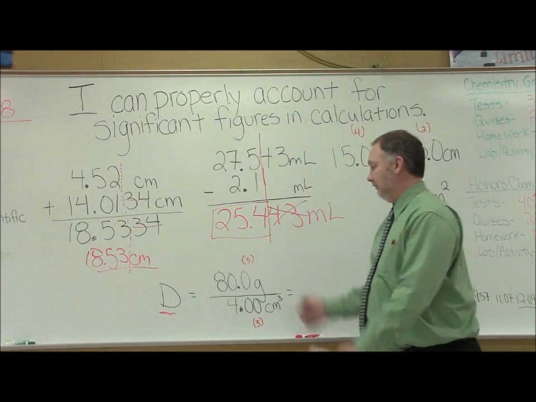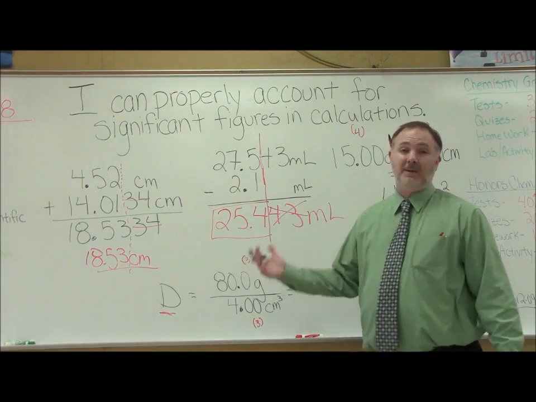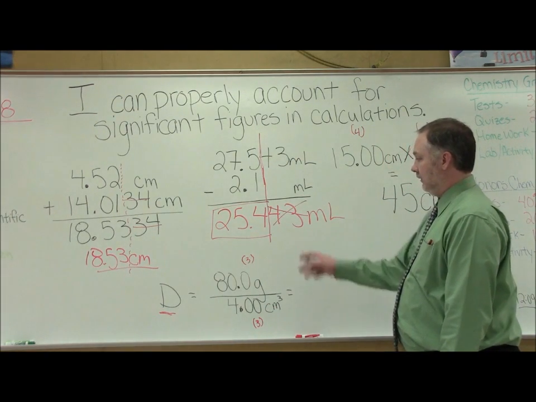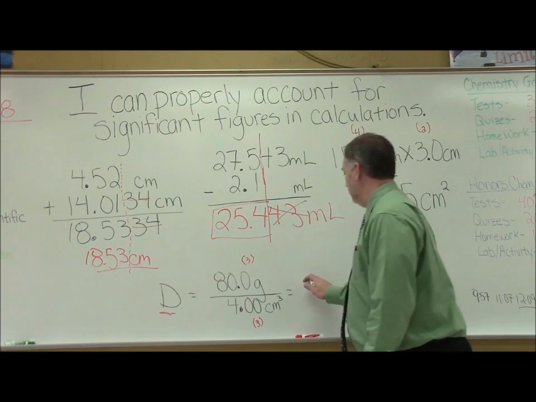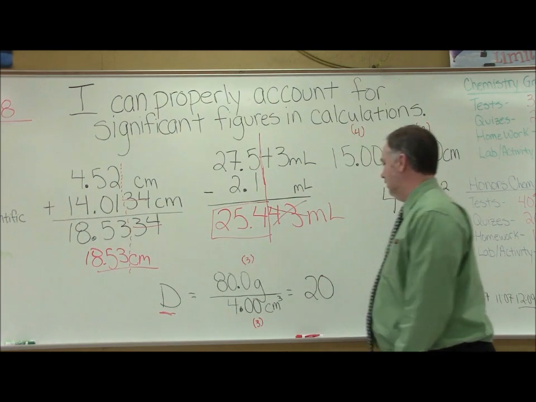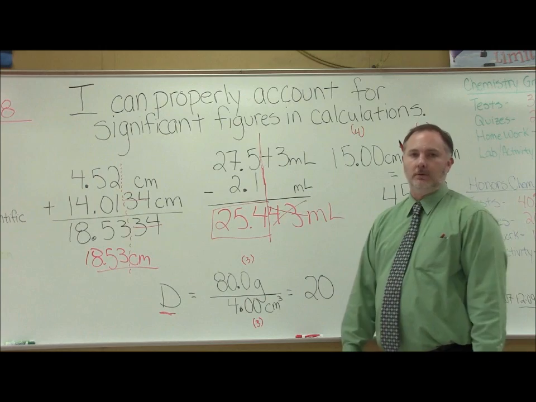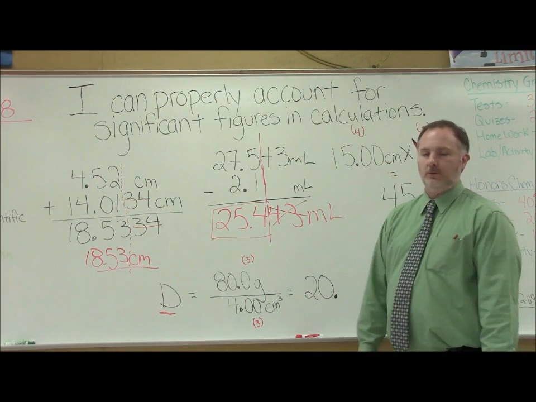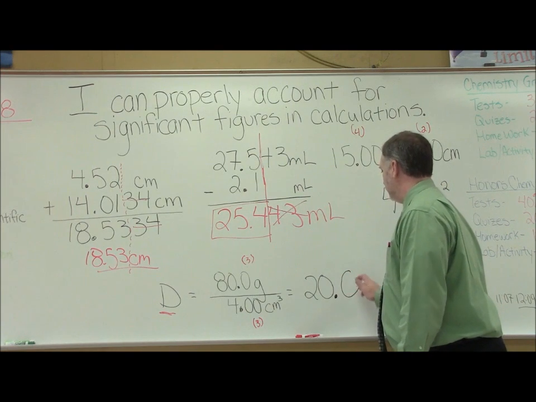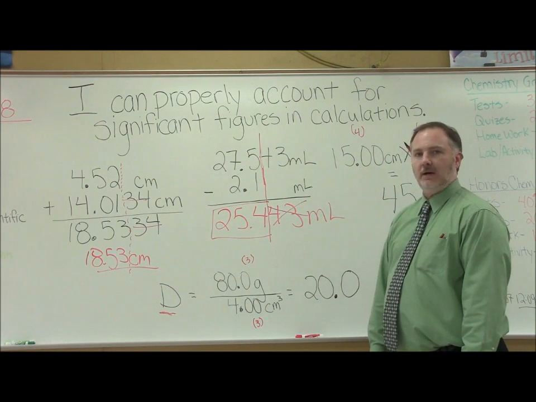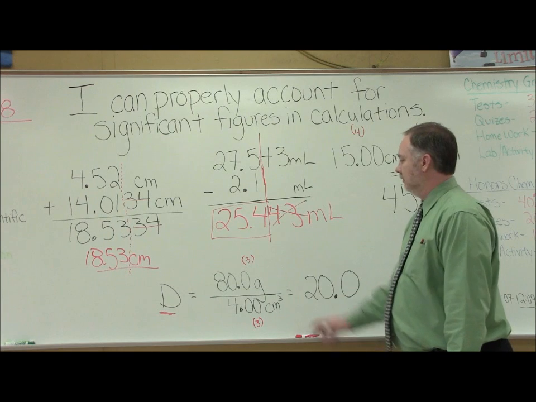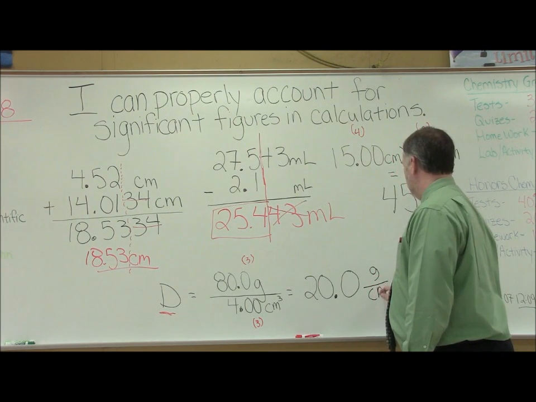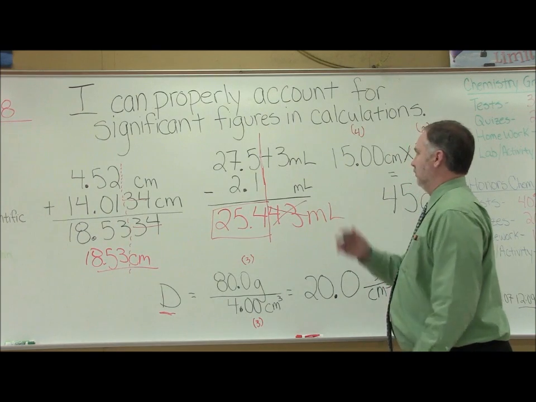This one, they're both 3, so my final answer is going to have 3 sig figs. So 80 divided by 4 is 20. That right there, there's only 1 significant figure. If I had a decimal, now there's 2. I have to have 3. My final answer is 20.0, and I need my units, grams per centimeters cubed.